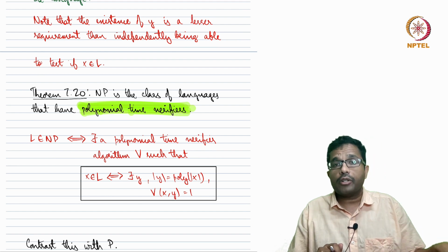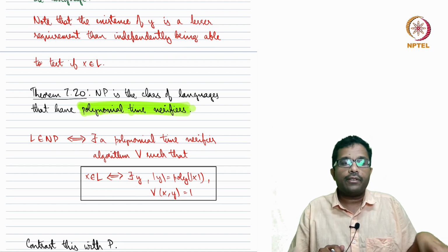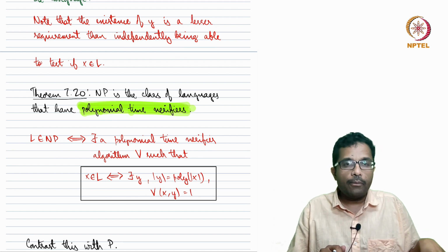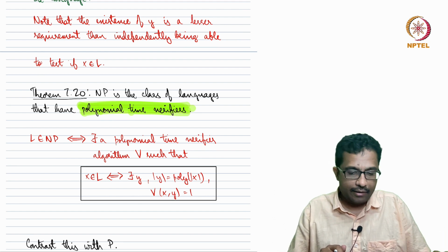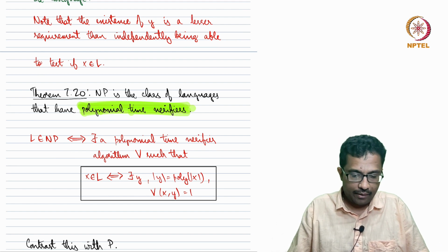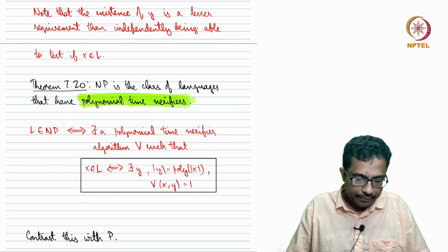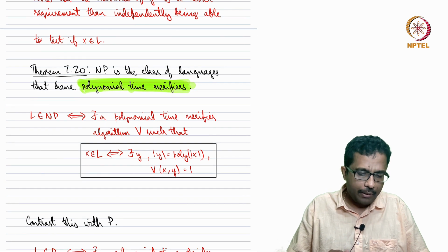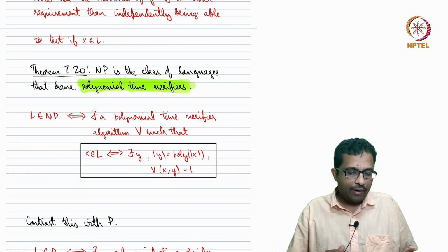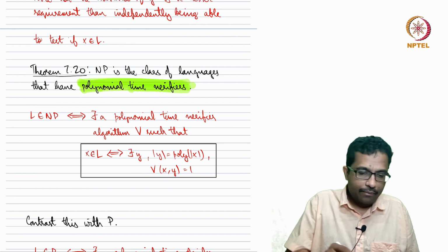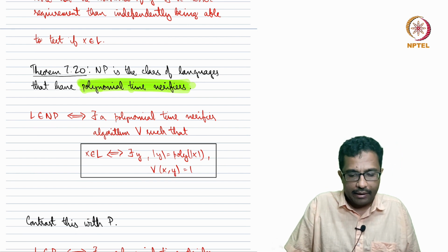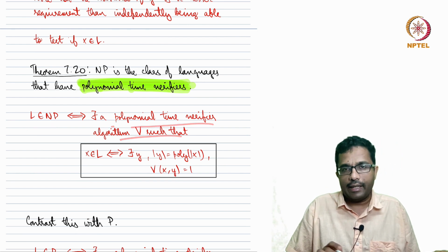So we earlier saw that NP is a class of languages that have a polynomial time non-deterministic decider. Now I am saying it is a class of languages that have polynomial time verifiers, right? In other words, what do I mean by polynomial time verifier? So it's what we just discussed. So L is in NP if there is a polynomial time verifier algorithm for the language L.